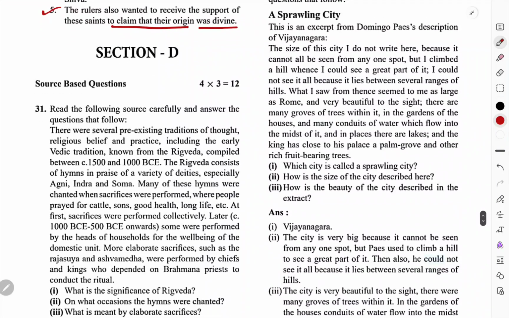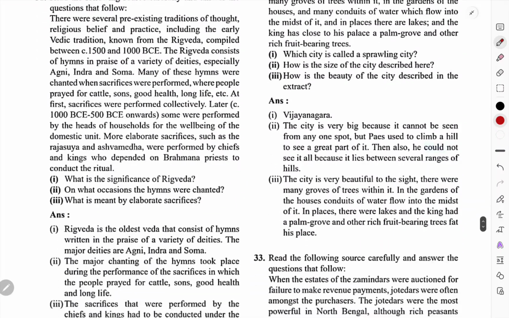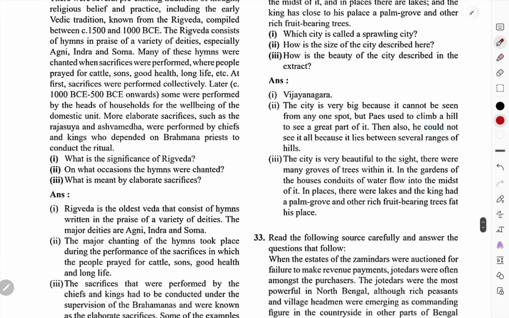Now we have come to section D. Read the following sources carefully and answer the questions. You have to read the passage and then give the answers. I come directly to the answers. First one, what is the significance of Rig Veda?